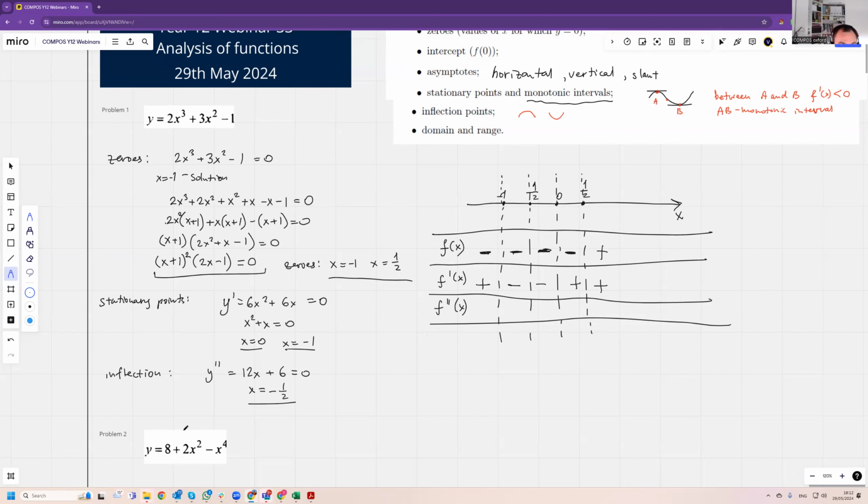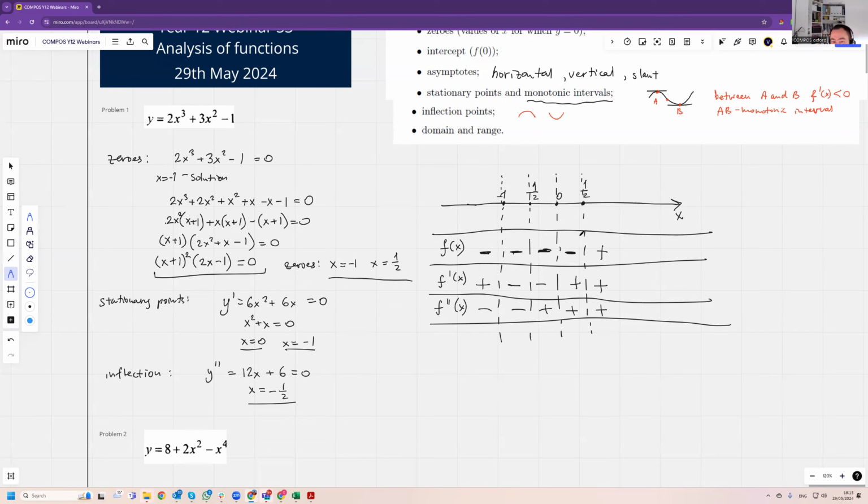And the second derivative, finally, is this. So it's going to be negative, negative, positive, positive, positive. Okay. And then here, I kind of draw the behavior of the graph.